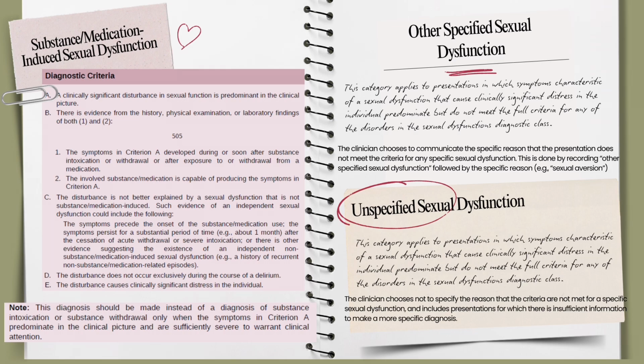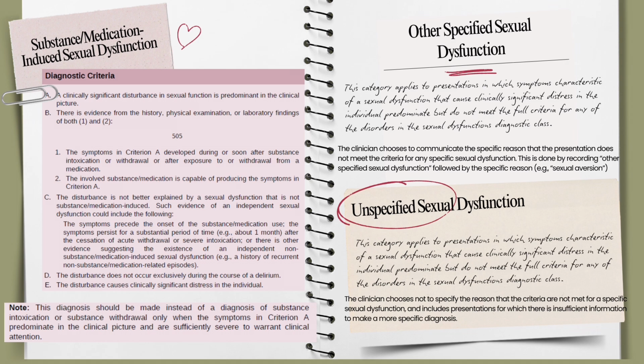Substance or medication-induced sexual dysfunction occurs when sexual difficulties begin during or shortly after substance use, medication exposure, or withdrawal. Common examples include antidepressants and alcohol, which may affect desire, arousal, or orgasm. For diagnosis, the symptoms must cause clinically significant distress and should not be better explained by other sexual dysfunctions.